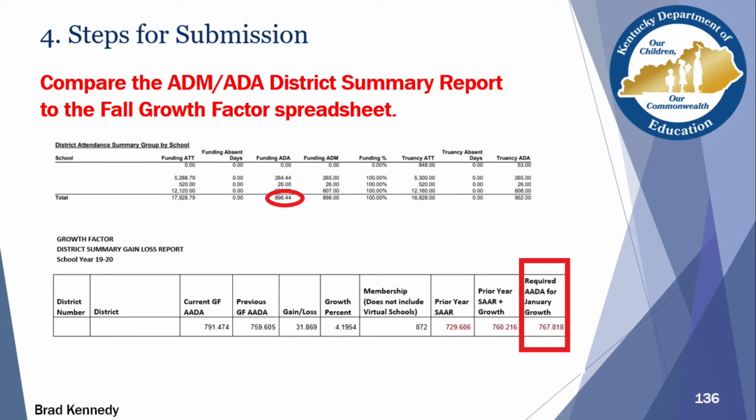896.44. And again, referring back to that email sent from myself from KDE during the second month growth factor, we can see that the required AADA was 767. So 896 is obviously more than 767, so this district would want to submit January growth factor. Again, prior to submitting, they'll want to do all of their quality assurance, make sure that they don't get error codes coming back to them.